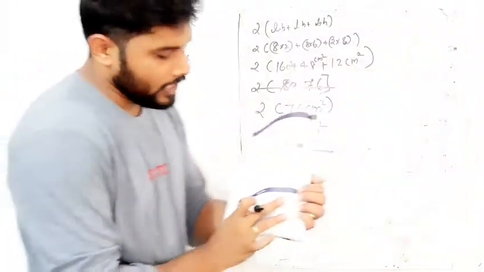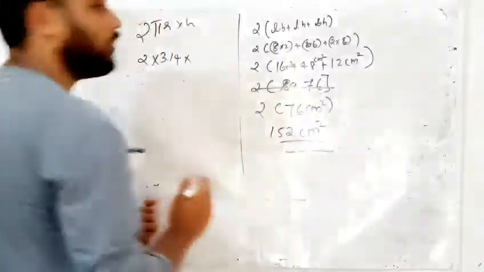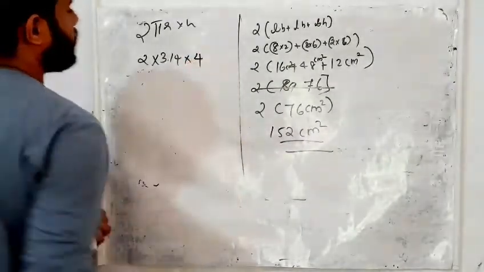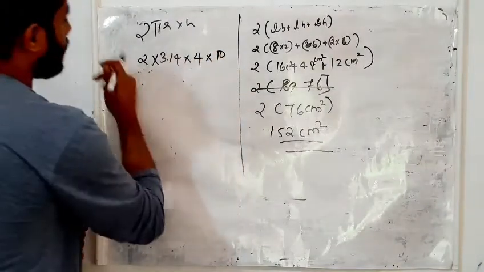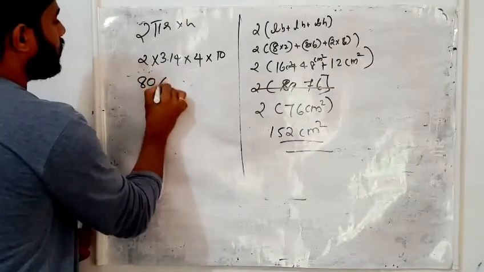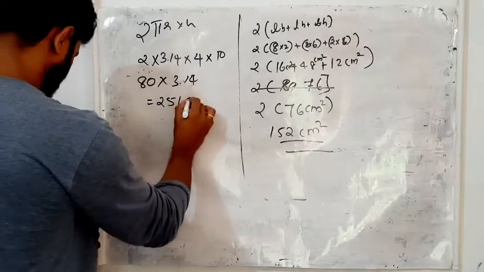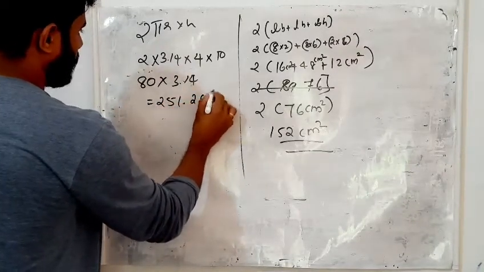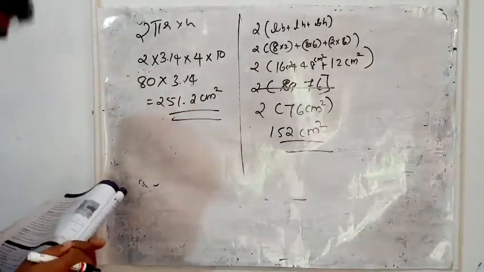You can see in the figure the radius is 4 cm and the height is 10 cm. If you multiply, 10 into 4 is 40, 40 into 2 is 80. 80 into 3.14, you will get 251.2 centimeter square. So the final answer will be 251.2 centimeter square.